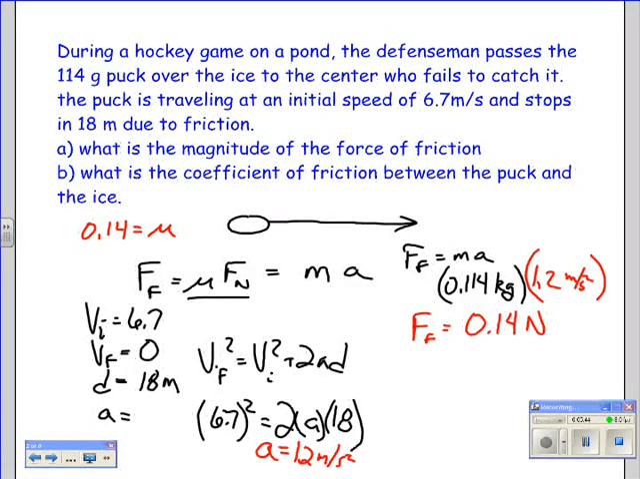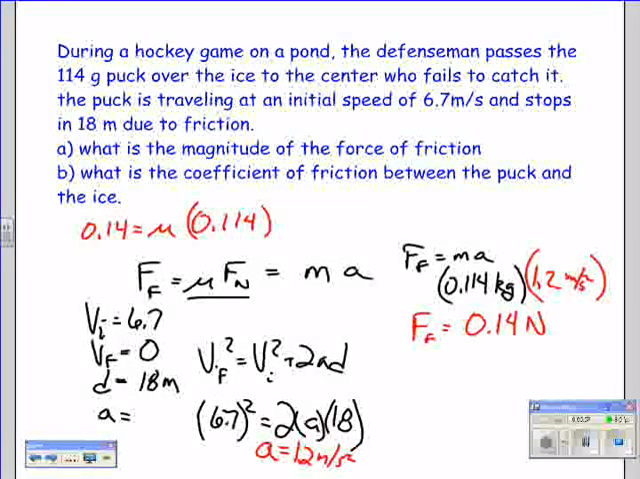The weight of the puck. The weight of the puck is its mass, 0.114 times 9.8 meters per second squared, because weight is mass times the acceleration of gravity, which if you're on Earth is 9.8. So the coefficient then would be 0.14 divided by 0.114 divided by 9.8. Coefficient.